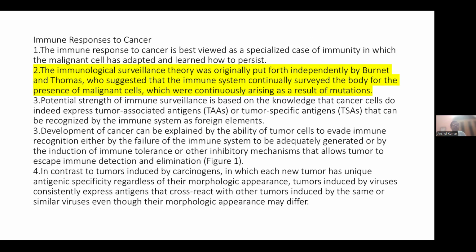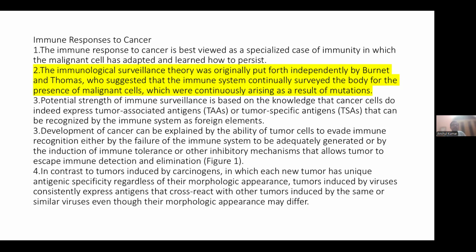Now, immune response to cancers. So, immune response to cancer is best viewed as a specialized case of immunity in which the malignant cells have adapted and learned how to persist. The immunological surveillance theory was originally put forth independently by Burnet and Thomas, who suggested that the immune system continually surveyed the body for the presence of malignant cells, which were continuously arising as a result of mutations. So, according to Burnet and Thomas, the development of these tumor cells or malignant cells was primarily due to mutation. So mostly mutation is responsible for these malignant cells.